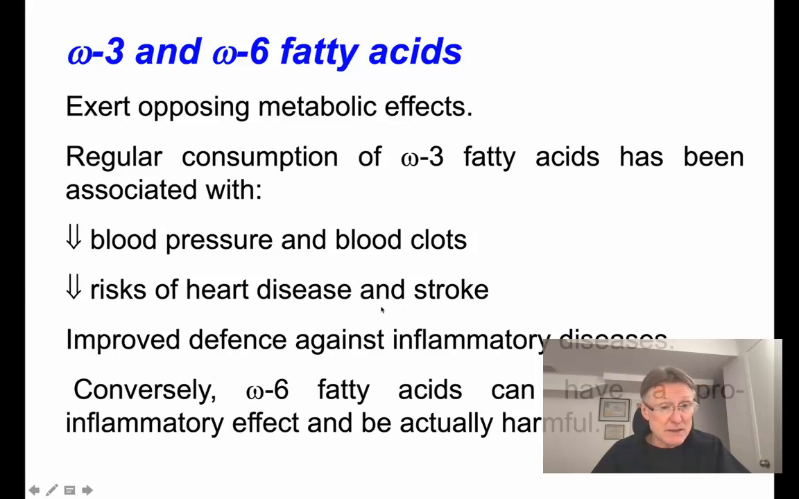Now, conversely, if you look at omega-6 fatty acids, they can have a pro-inflammatory effect and be actually harmful. So again, they do opposite things. In general, omega-3s are anti-inflammatory, omega-6 are pro-inflammatory.